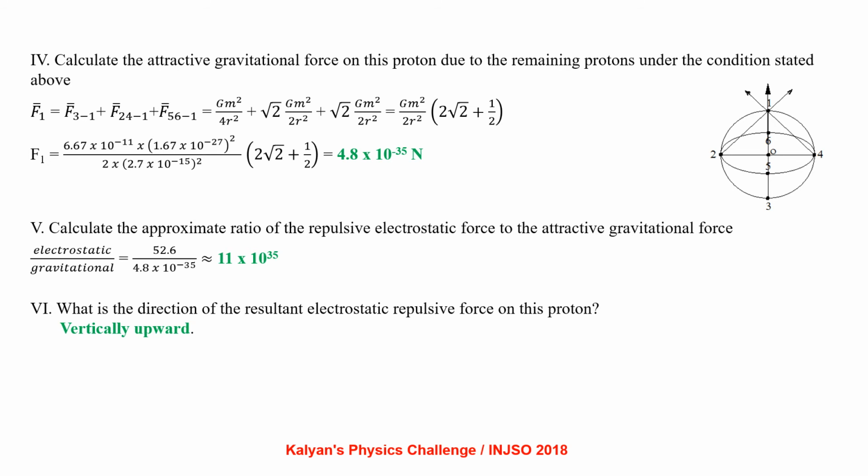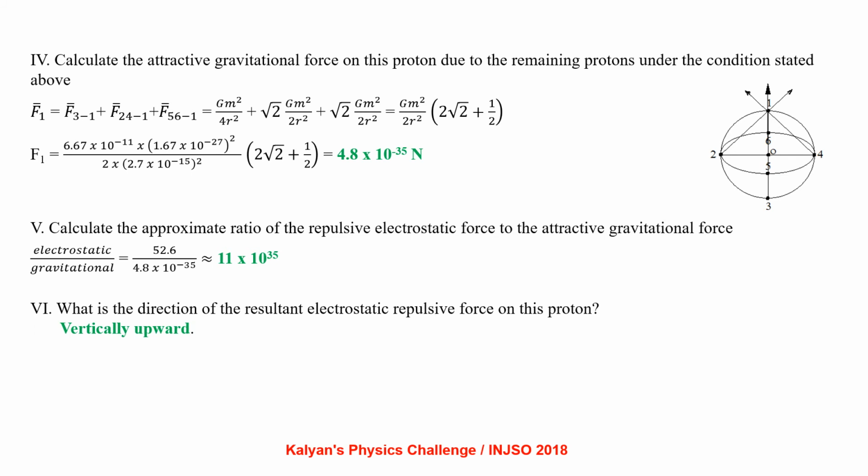Calculate the approximate ratio of repulsive electrostatic force to attractive gravitational force. Since we have the magnitudes of both forces already calculated, we can take the ratio as 52.6 by 4.8 into 10 power minus 35, which comes out to be approximately 11 into 10 power 35.